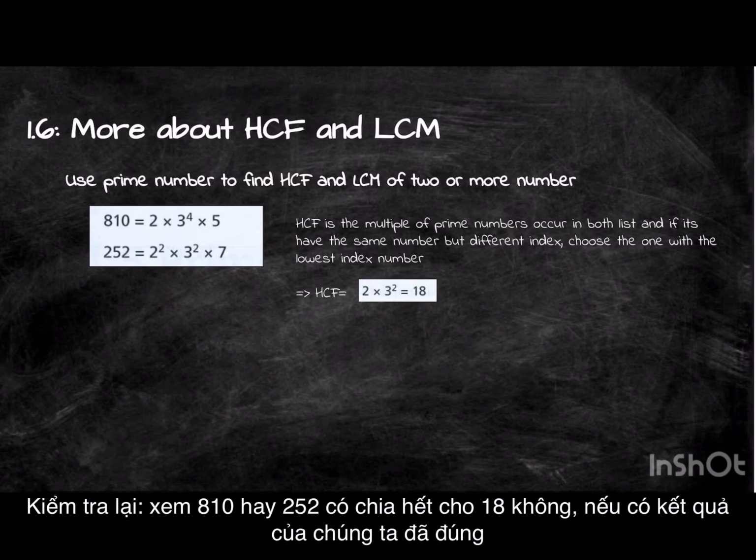For double checking, you can divide 810 by 18 and 252 by 18. If they are both divisible, then that is the right number.